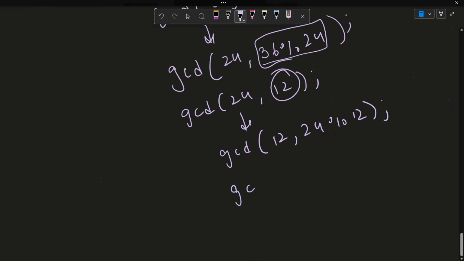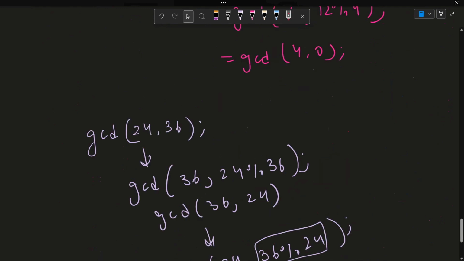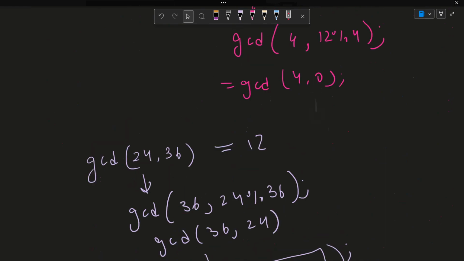If you know it, GCD of 12 comma 0 is basically equal to GCD of 12, 0, because you can divide 24 by 12, right? So what is the GCD? We see this value of B is 0, so we return 12, and we know GCD of 24 and 36 is actually 12, because 12 divides 36 and 24, both of them, but no number greater than 12 would divide both 24 and 36. So that is the basic idea.